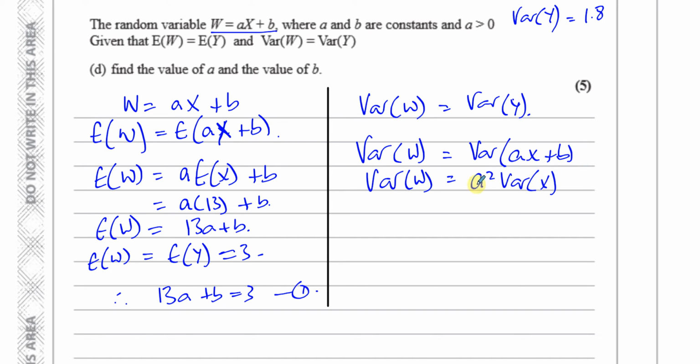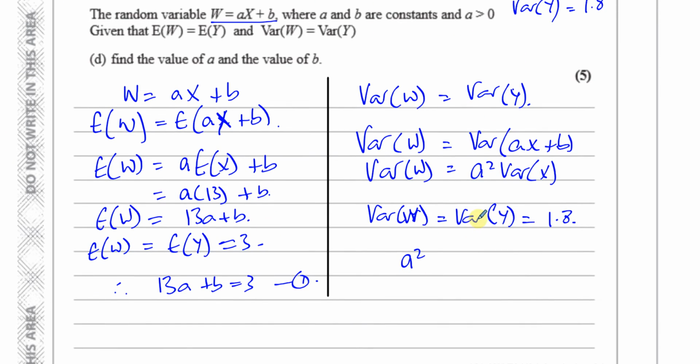So we know this particular situation here, right? I know the variance of W is equal to the variance of Y, and I know the variance of Y is equal to 1.8. So the variance of W is equal to the variance of Y, which is 1.8. So I can replace this with 1.8. Okay, so I can say that a squared times the variance of x, and another variance of x is what?